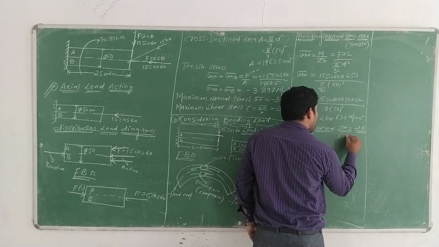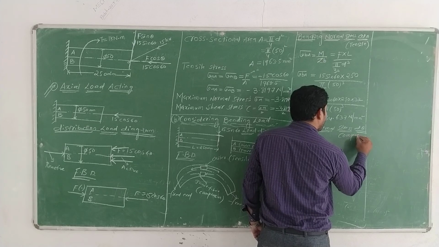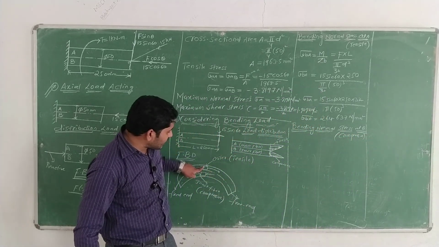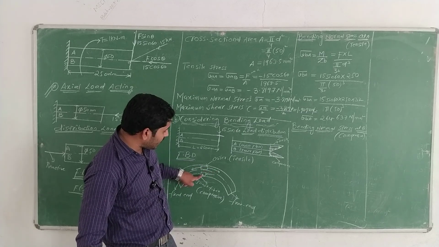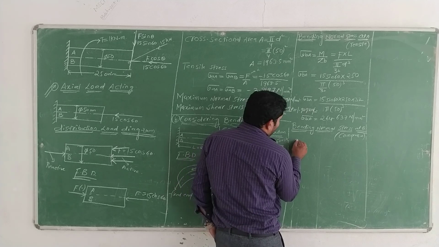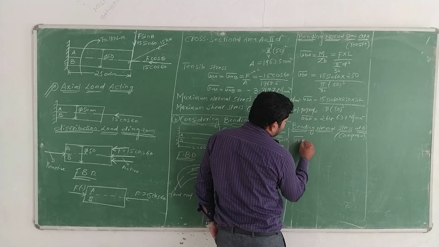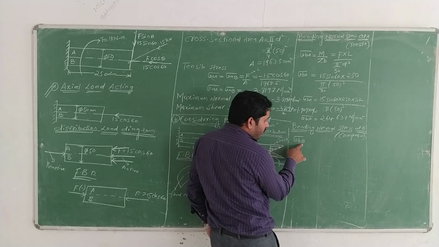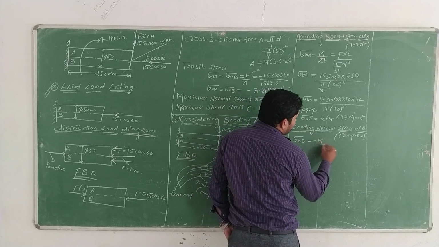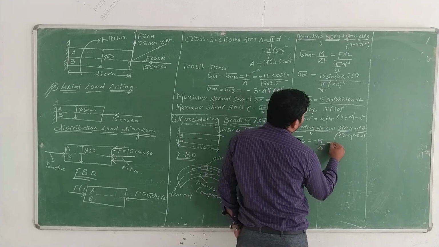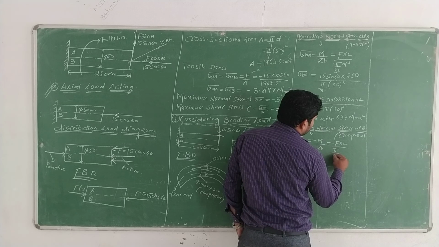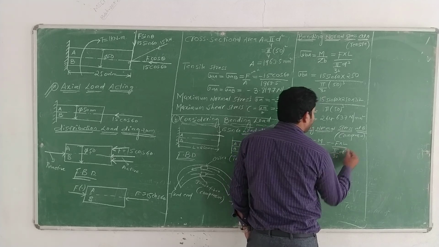So what is the nature? The nature is compressive. Tell me dear, the bending stress at A is tensile in nature, and the bending stress at B is compressive in nature. Then we represent the formula: sigma B at B equals minus M by ZB, M being minus force into length, by pi by 32 into d cube.